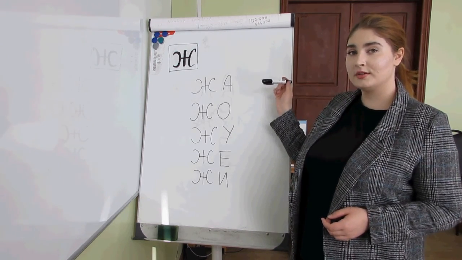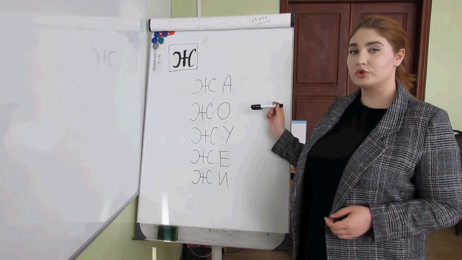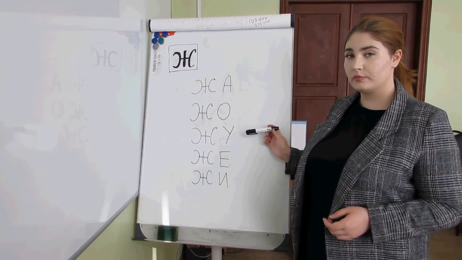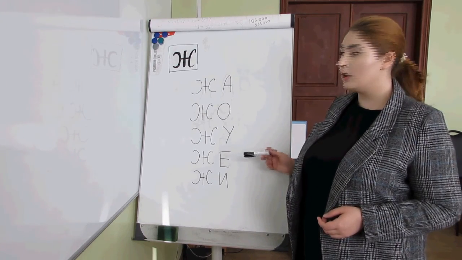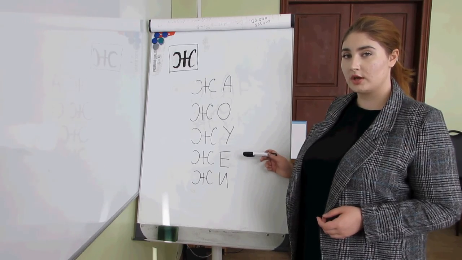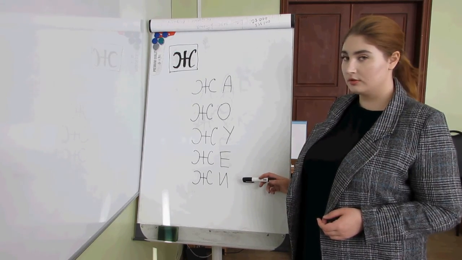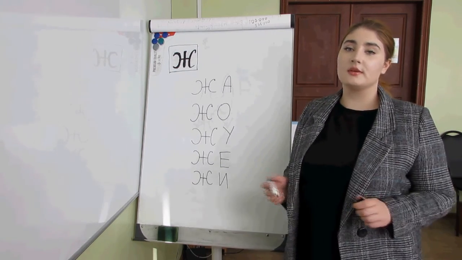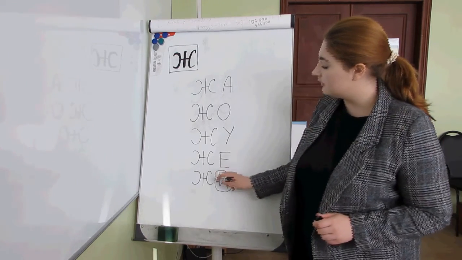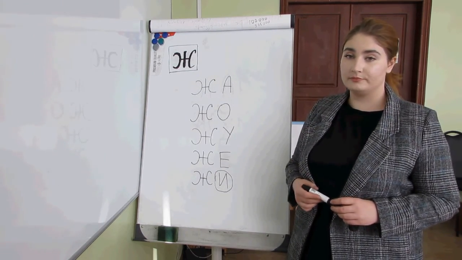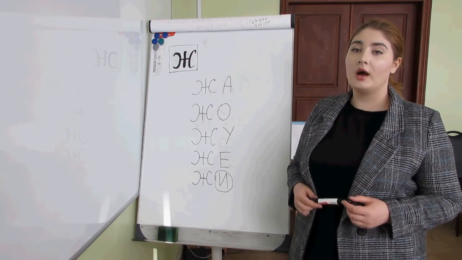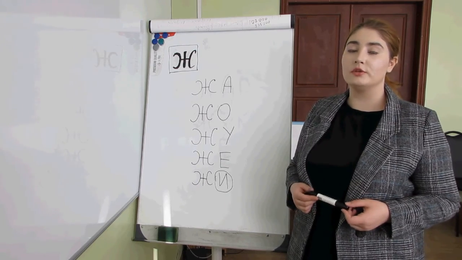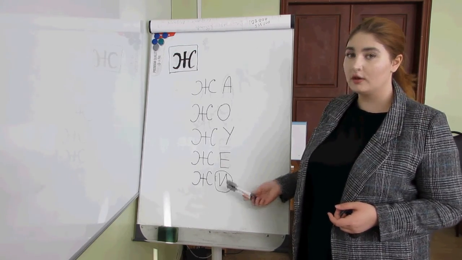Жа, жа, жо, жо, жу, жу, же, же, жи, жи. You could notice there is the letter E after the letter Ж. It is the rule. After letters Ж and Ш, we always use the letter E, not U.